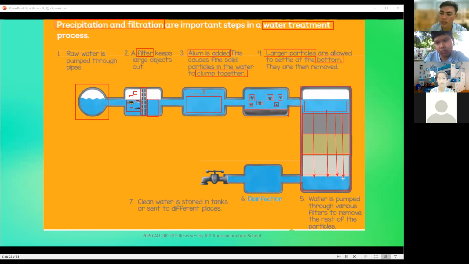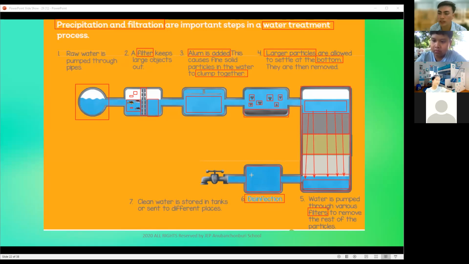Because there is already filtration happening here, the water in this tank, after all the filtration, like 3 layers of filtration, will be put into the next tank where we will do disinfection. Okay, so we're done with the filters here.